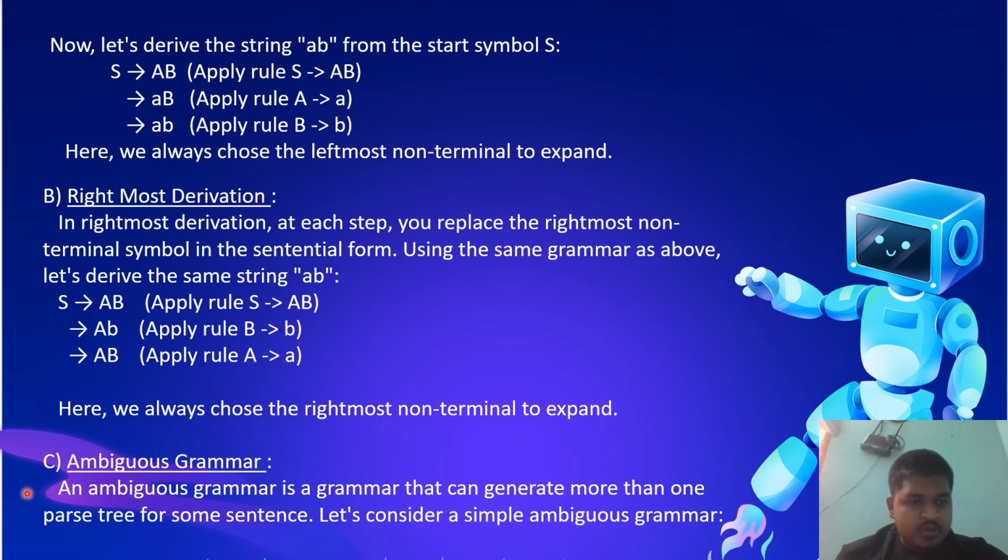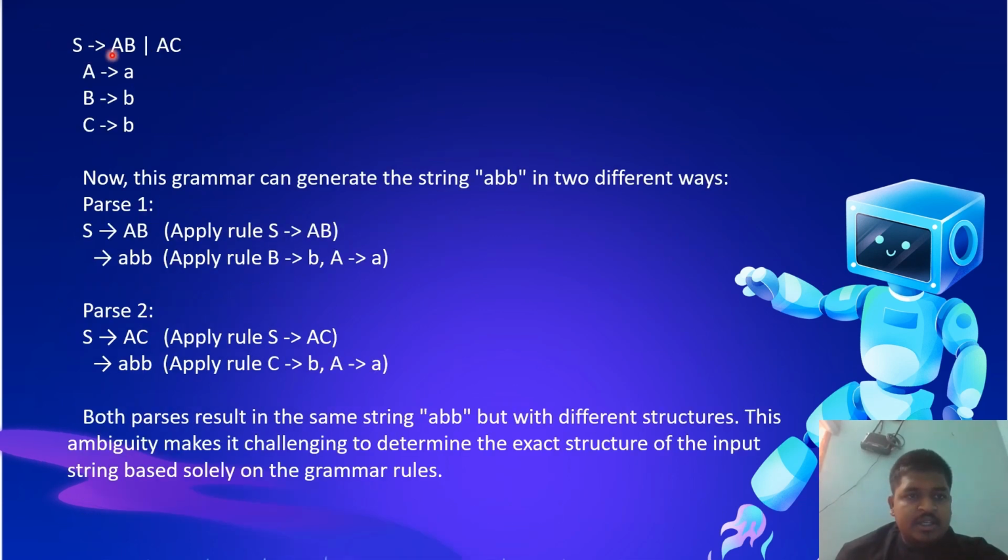Option C, ambiguous grammar. An ambiguous grammar is a grammar that can generate more than one parse tree for the same sentence. Let's consider a simple ambiguous grammar: S → AB | AC, A → a | AC, B → b | CB. Now the grammar can generate a string ABB in two different ways.